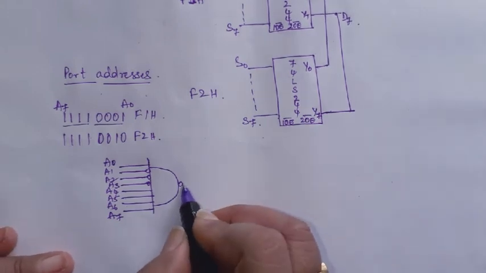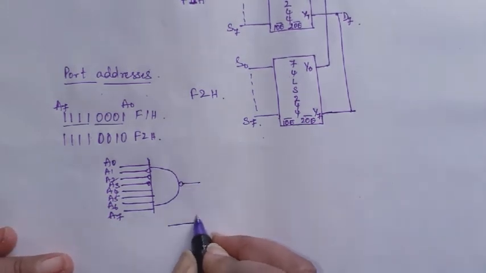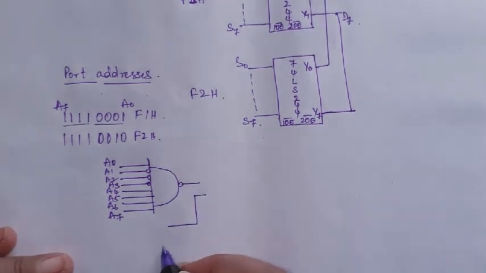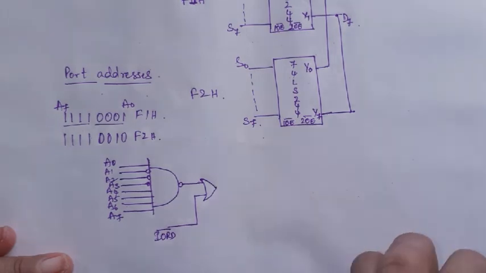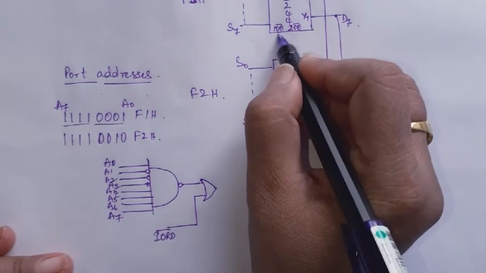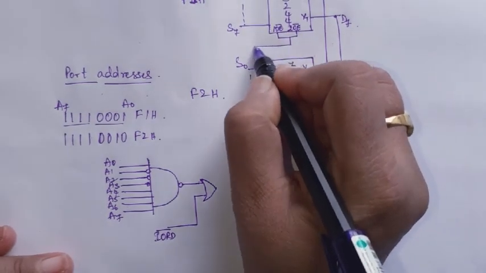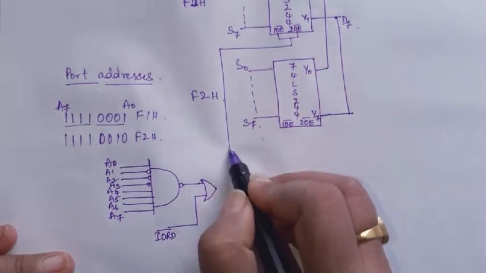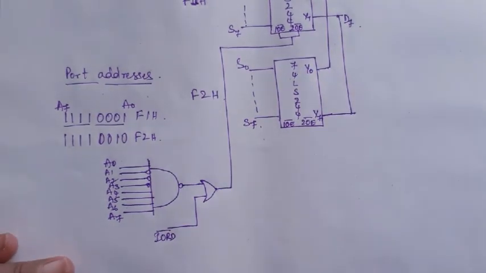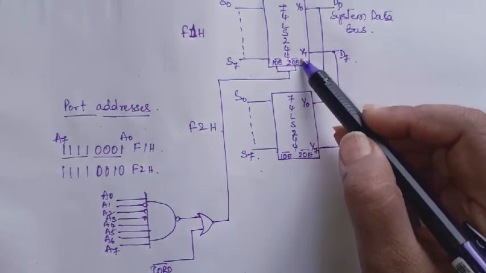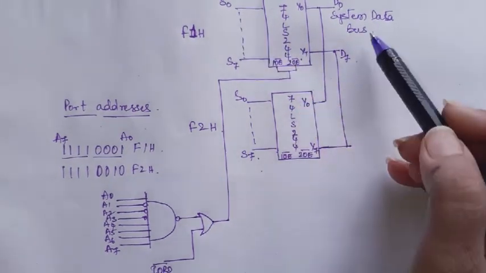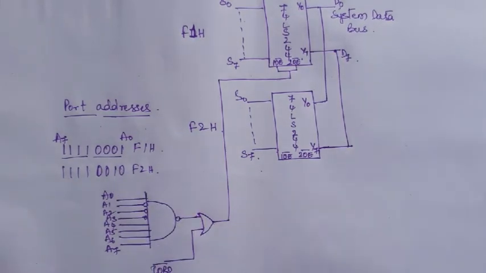This is decoded with IO read bar, and this is used as input to select this first tri-state buffer so that these switches can be accessed with this address.